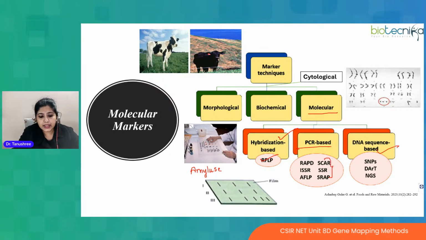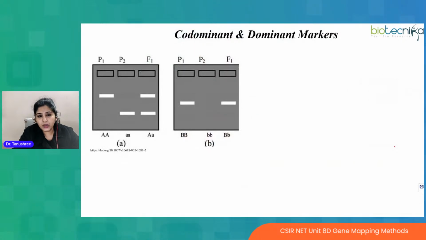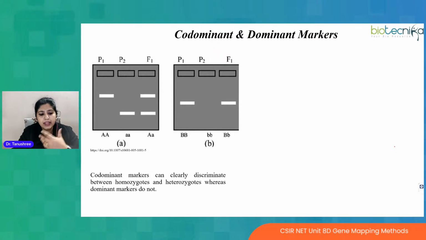Now here, what is the concept of codominant and dominant? Always remember, codominant markers are those which help you differentiate between homozygous and heterozygous. So they can tell you about both dominant and recessive alleles. But dominant markers, as the name suggests, just tell you about the dominant allele.